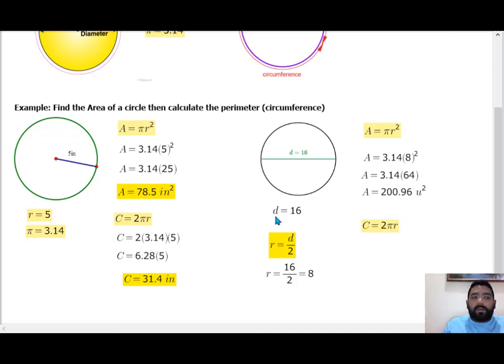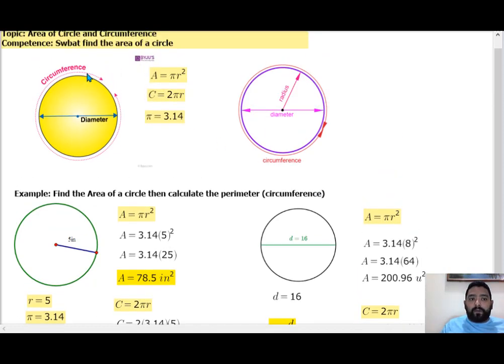Then here we have to get the circumference, or the distance around the shape. We are going to have C equals 2 multiplied by 3.14 multiplied by the radius, that in this case is not 16, it's 8. So you multiply 2 times 3.14, which is 6.28, multiplied by 8, and you will have 50.24 inches.